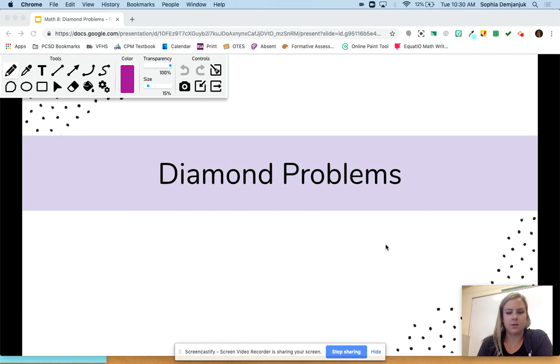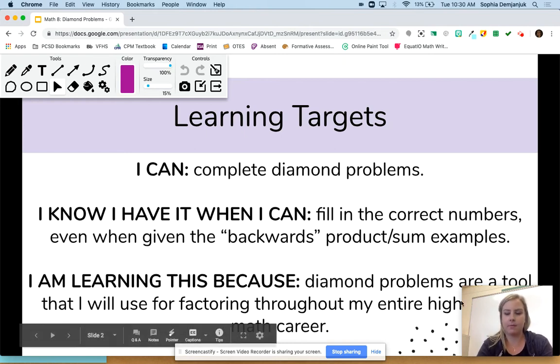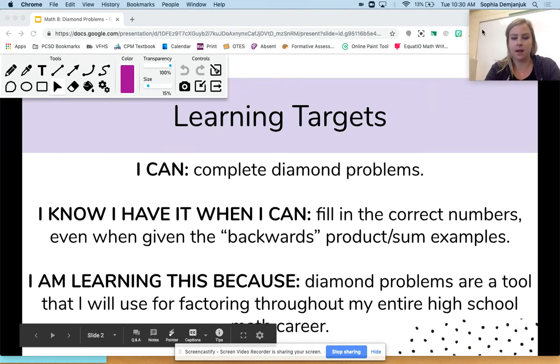All right, so we made it to our last review lesson before we move on to actually working in the book. So our last review lesson is diamond problems. Your learning targets: you can complete diamond problems. You're going to know that you have it when you can fill in the correct numbers, even when you're working with the backwards diamond problems where you have to find the product in some examples. And you're going to be learning this because diamond problems are a tool that you're going to be using for factoring throughout your entire high school math career.